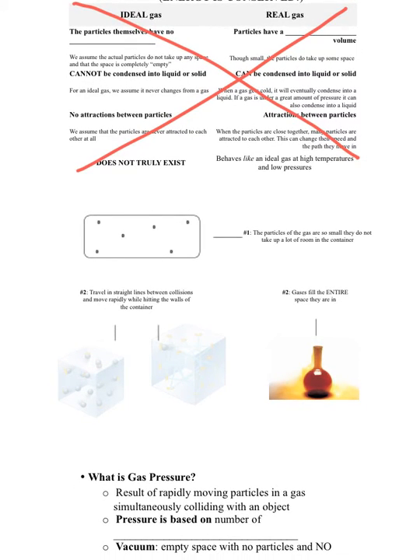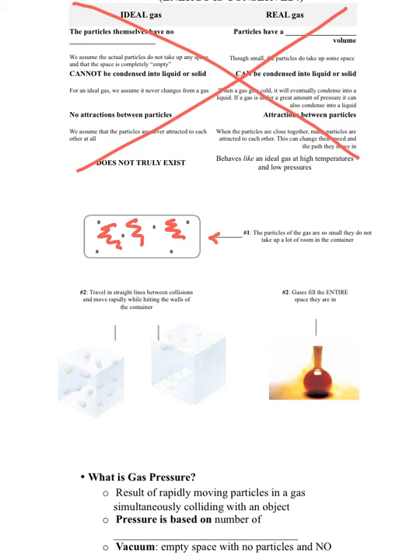But we are going to talk about the pictures at the bottom of page 2. Number 1 is just a little picture there, and it states that the particles of the gas are so small that they do not take up a lot of room in the container. So that's just an arrow there. I think you should see it in your notes. That's kind of an easy picture to see. So there's a lot of empty space in here. That's why gases are easily compressed. You can squish them closer together.